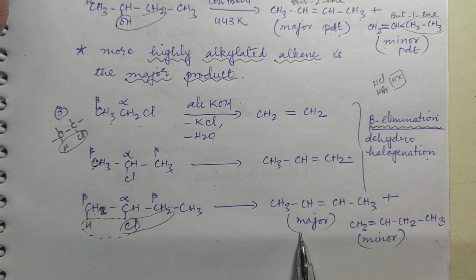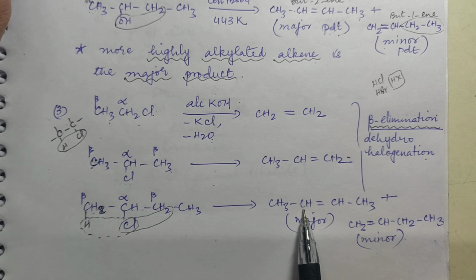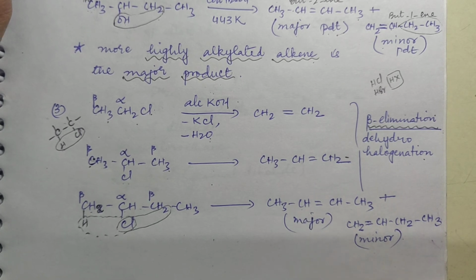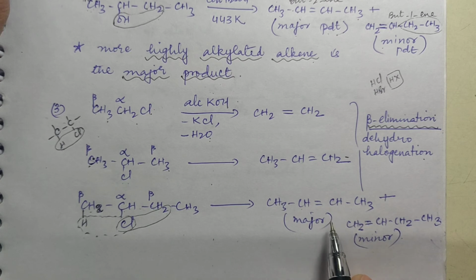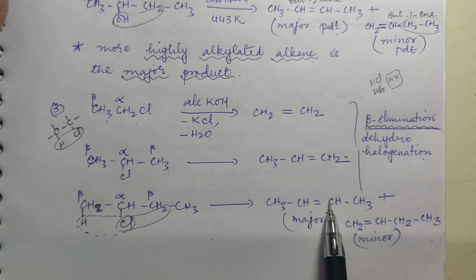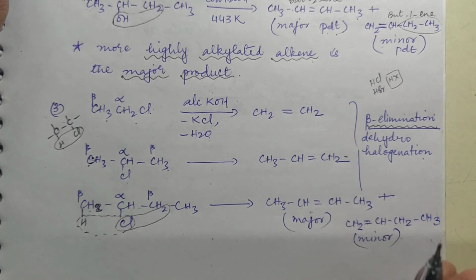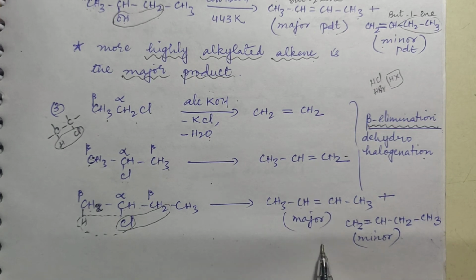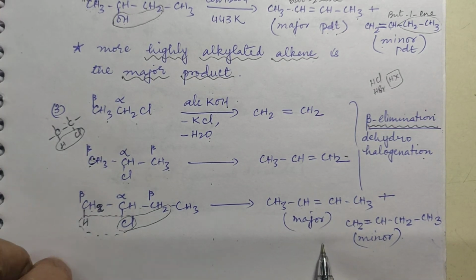But-2-ene is the major product, same as that of alcohol what we saw. The more highly alkylated alkene is the major product. This I already told you, how you understand more highly alkylated. Surrounding the double bond, the double bonded carbon should be highly alkylated. That is the major product, okay. So this is what is called beta elimination.